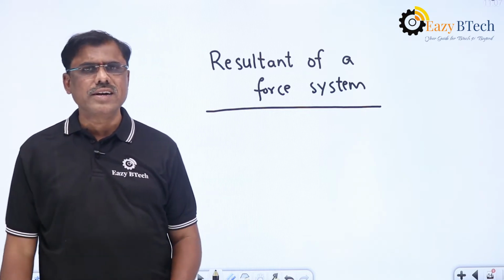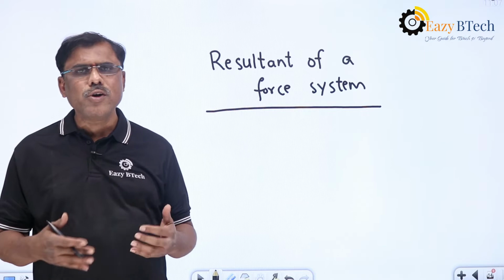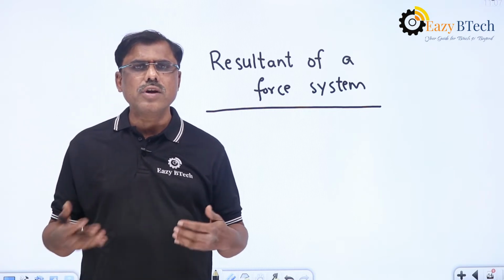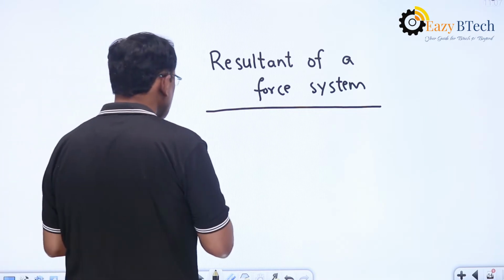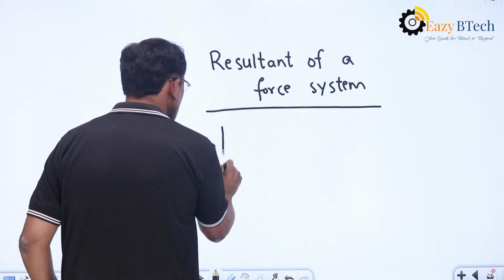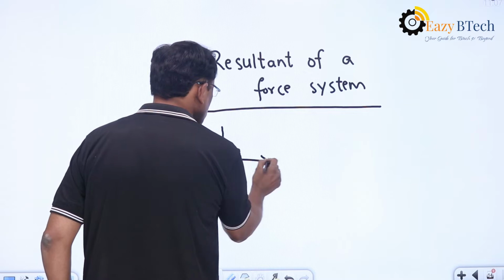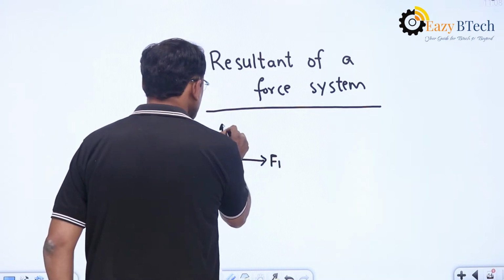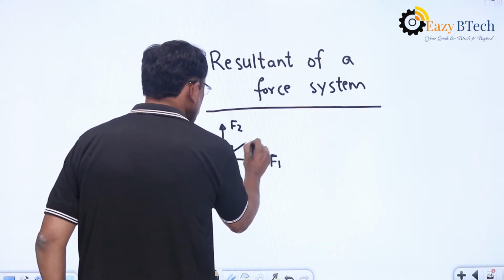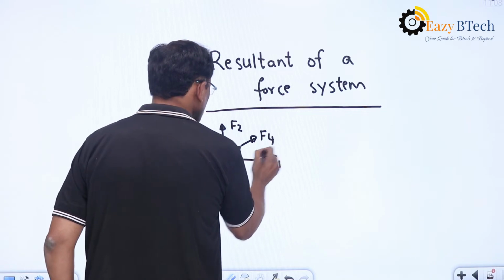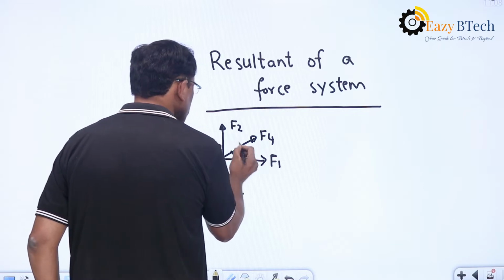What is meant by resultant? Resultant means it is a single force which produces the same effect as that of a number of forces acting on a body. Let us say more forces are acting at this point: F1, F2, F3, one more force F4, and F5. Let us say this is at an angle theta.